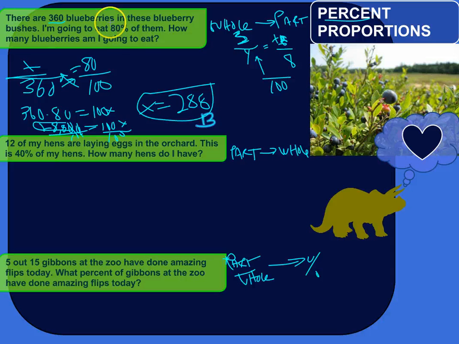All right. So let's try another type where we have to figure out the whole. 12 of my hens are laying eggs in the orchard. This is 40% of my hens.